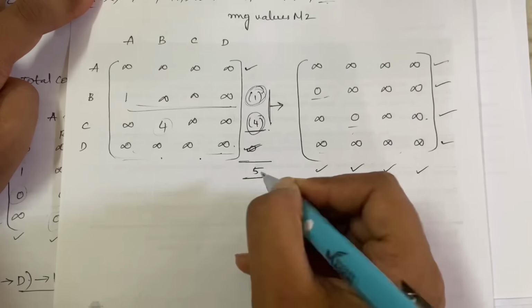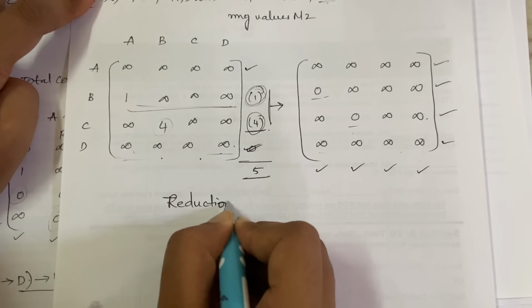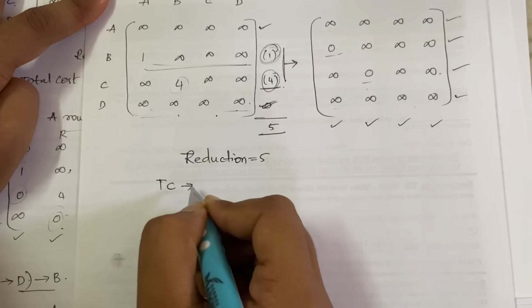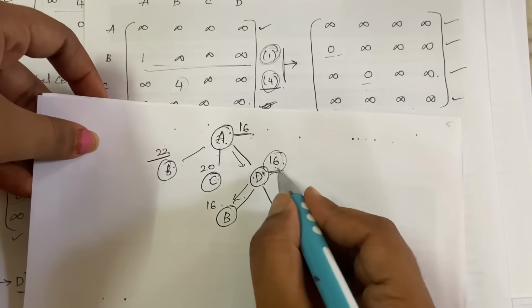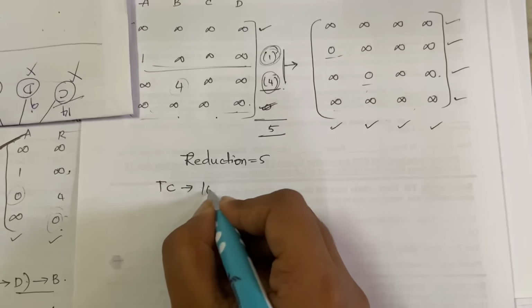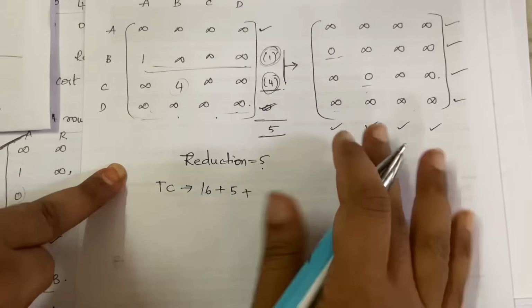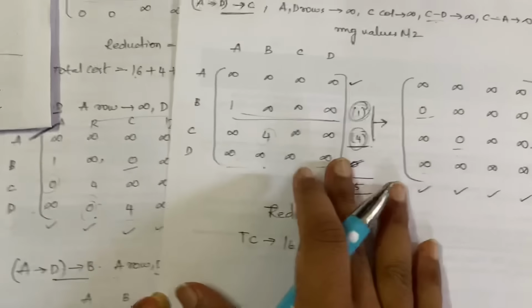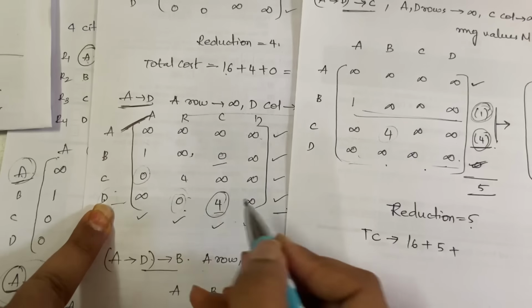So the total is 5. So the total reduction so far is equal to how much? 5. So the total cost will be how much? What is the cost of the parent matrix? So our parent matrix is D. What is the cost on this? 16 plus what is the reduction? 5 plus what is the cost from D to C in the parent matrix? From D to C, what is the cost in the parent matrix?